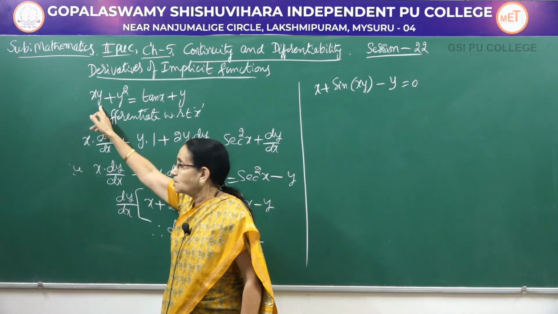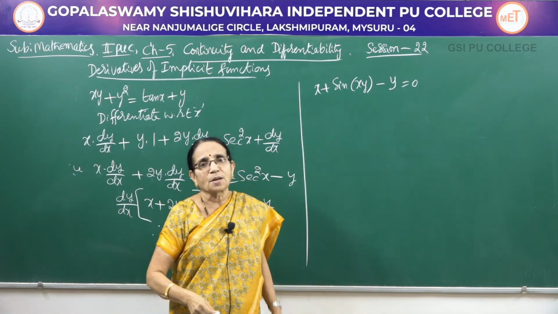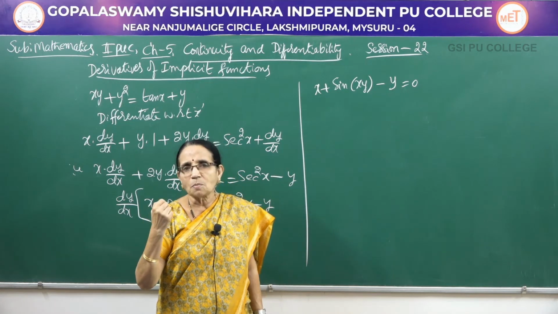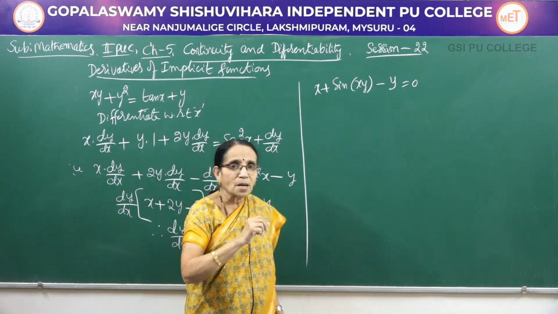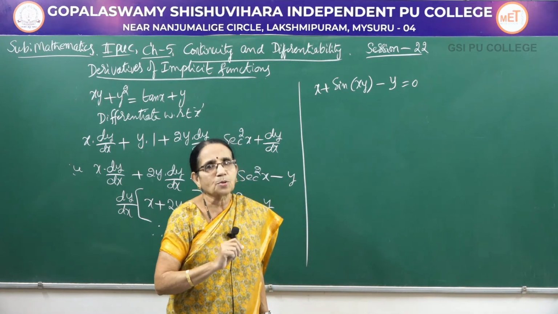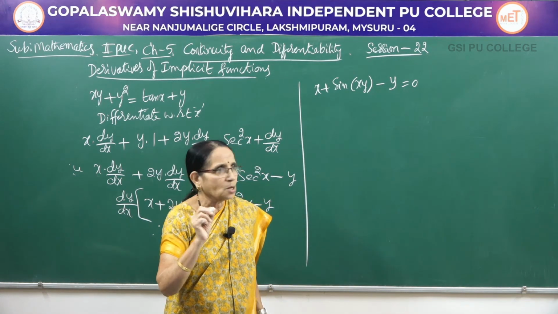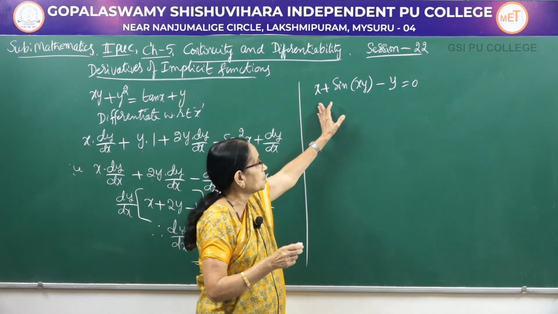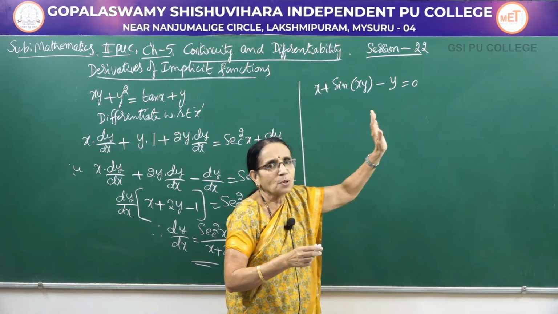Here simply we had xy, I am taking sine of xy. So there, for xy, you have to apply the product rule. Here sine of xy is a composite function, so you have to apply the chain rule. So this can be easily differentiated, because they are simple functions.